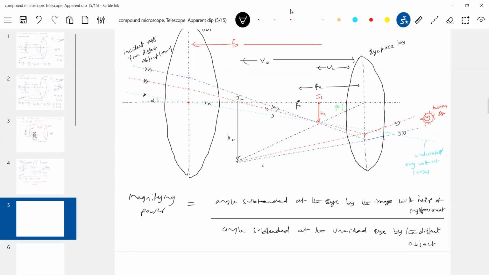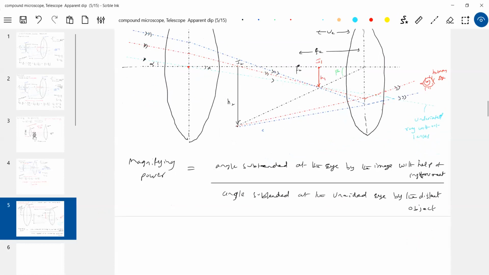In the microscope, the object was kept at the least distance of distinct vision. Here, the angle subtended by the incident rays at the unaided eye, and the incident rays are coming from a distant object here. So therefore that alpha is what I should indicate here. I think this is something very important. In the books, when they define it, those words are not there. That's why you often get confused here. So what is beta? From the diagram, beta by alpha is our magnifying power for a telescope.